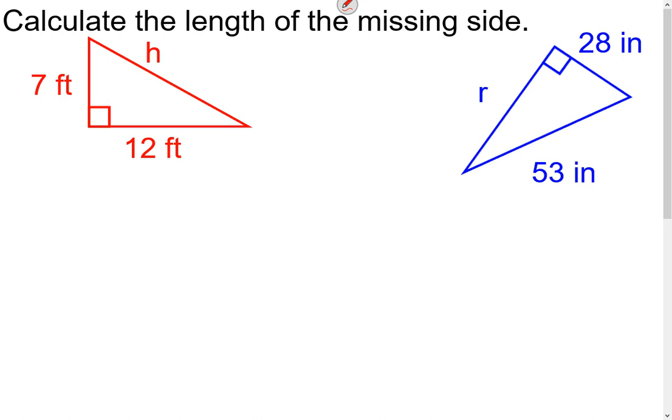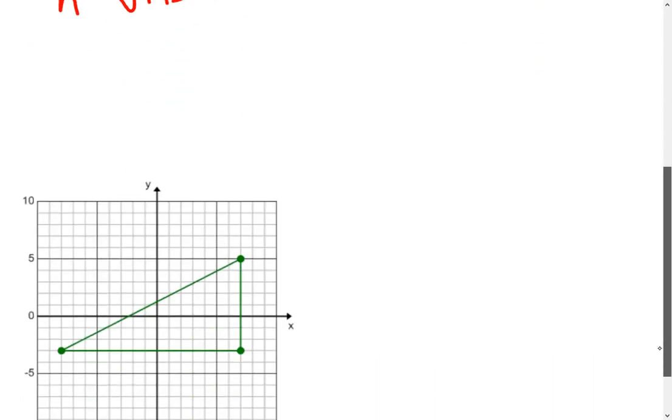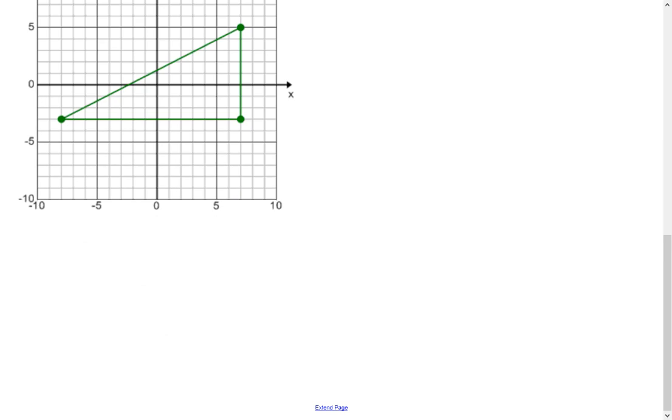So for this first one, the length of h comes out to be the square root of 193 feet. And my second one, the length of r, is equal to 45 inches. Now, my third example, this one I'd like to take a look at.